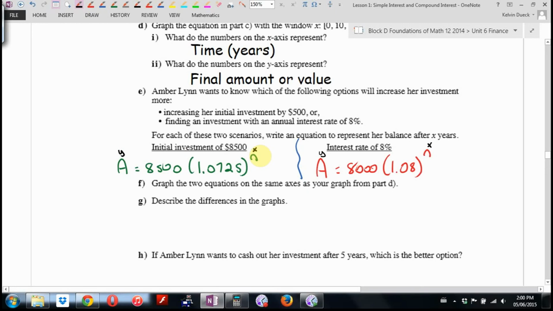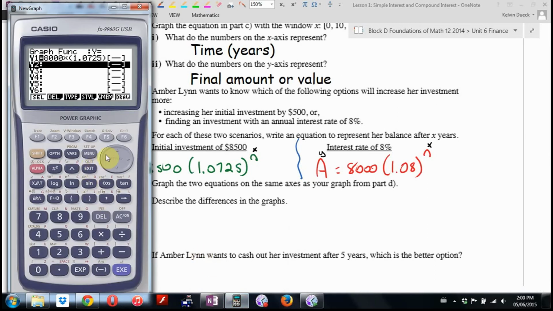And part F says, graph both equations at the same time. Okay. I can do that. I'm going to delete equation 1. And for equation 1, I'm going to type 8,500, bracket, 1.0725, close bracket, to the x. And for equation 2, I'm going to type 8,000, bracket, 1.08, close bracket, to the x.